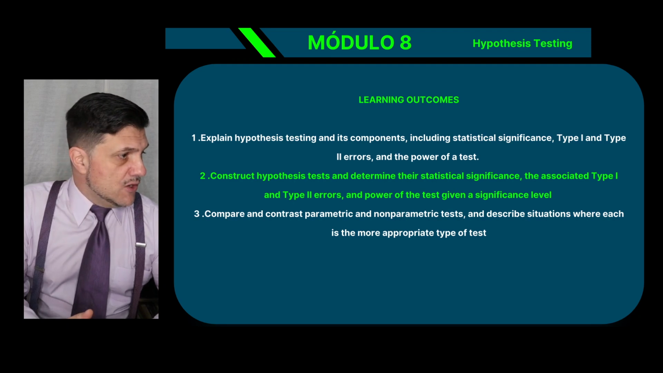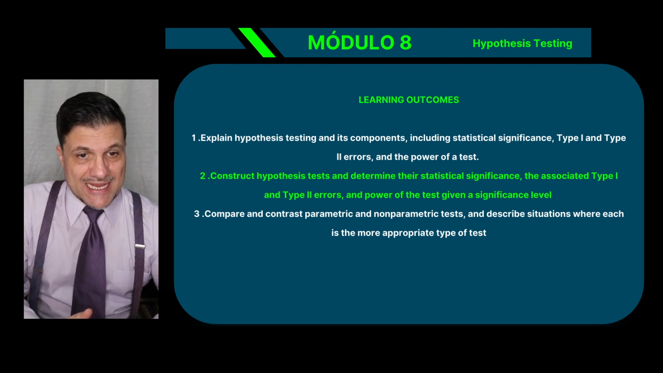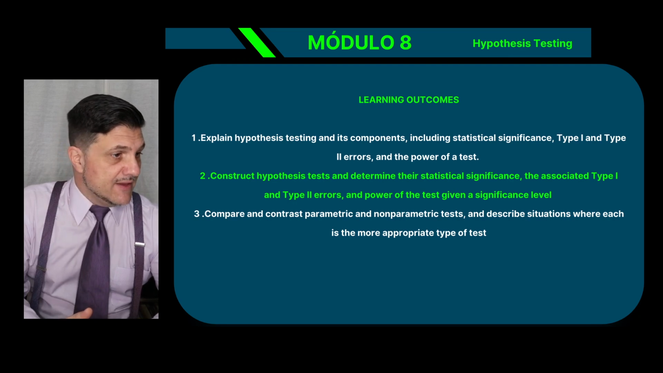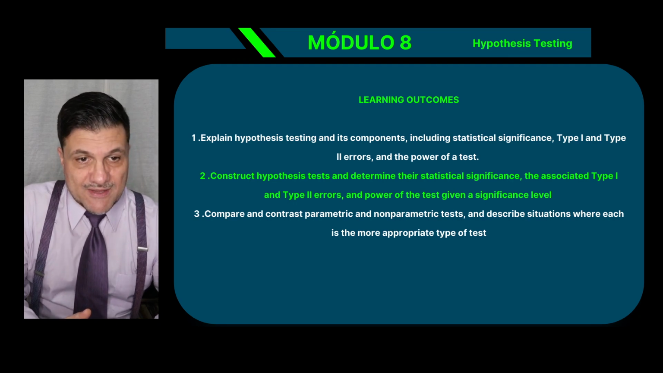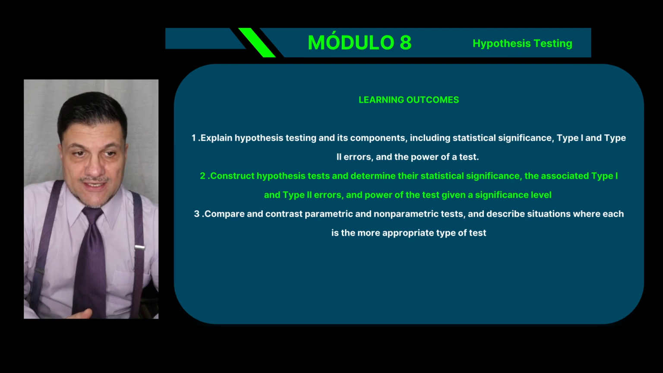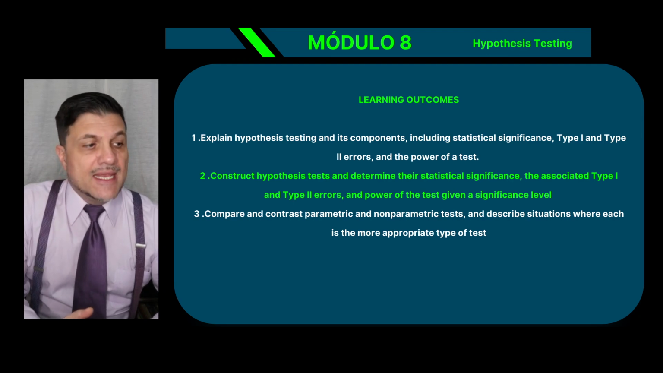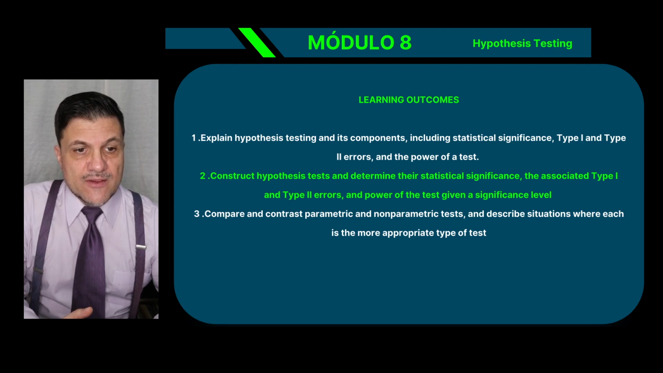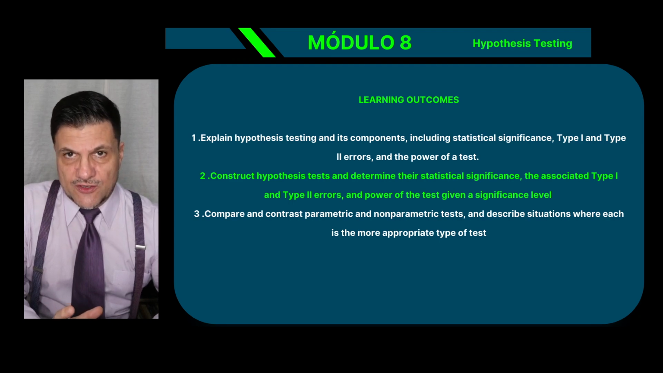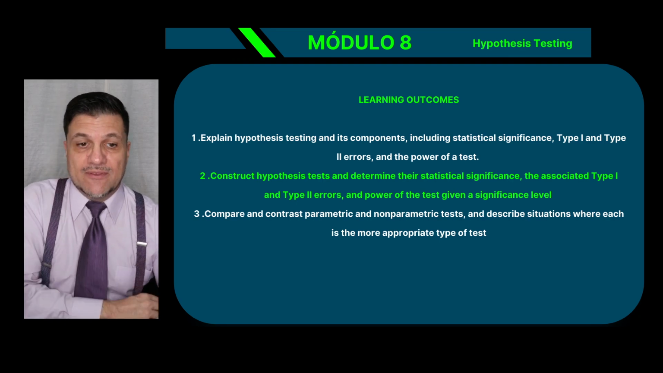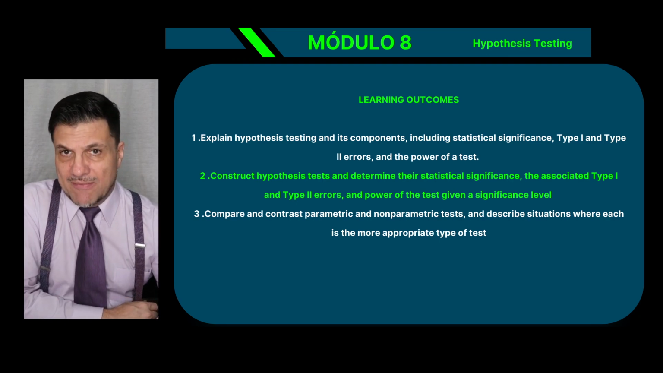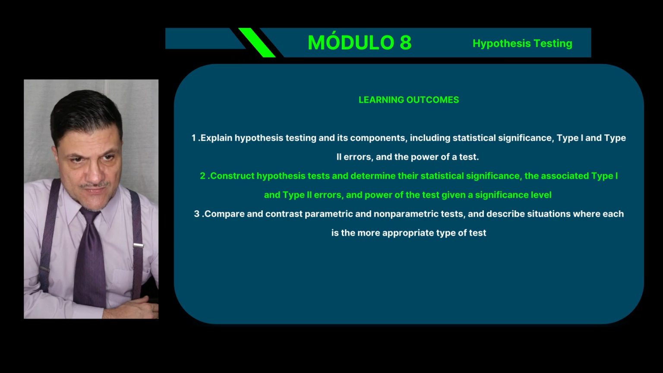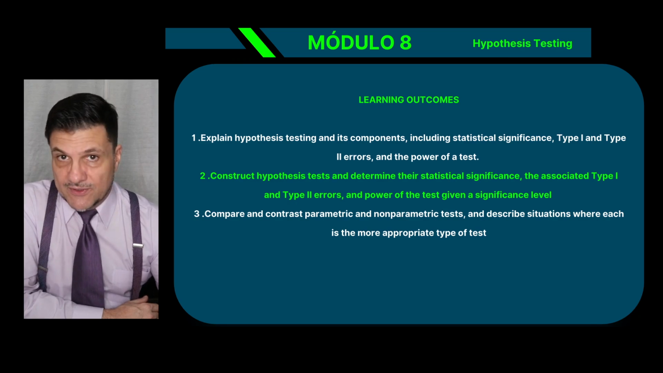Finally, compare and contrast the parametric and non-parametric tests, and describe situations where one is better or more appropriate than the other. That's the beginning of the discussion of parametric and non-parametric tests, because the next learning module is going to focus only on them. So for learning outcome 3, we're going to compare and contrast quickly in this video. In the next video, we're going to go in more depth describing parametric and non-parametric tests. Okay, good.